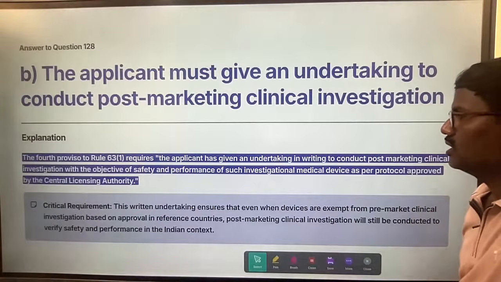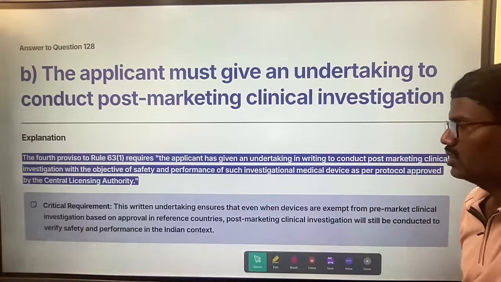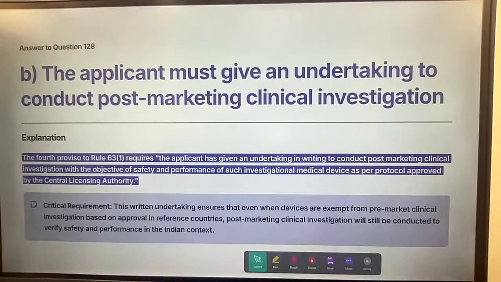So Rule 63 requires an applicant to give an undertaking to conduct post-marketing clinical investigations of safety and performance of such investigational medical devices as per the protocol approved by the CLA. This is a critical requirement. The written undertaking ensures that even when devices are exempt from the pre-market clinical investigations based upon the approval in reference countries, post-marketing clinical investigations will still be conducted to verify safety and performance in the Indian context.